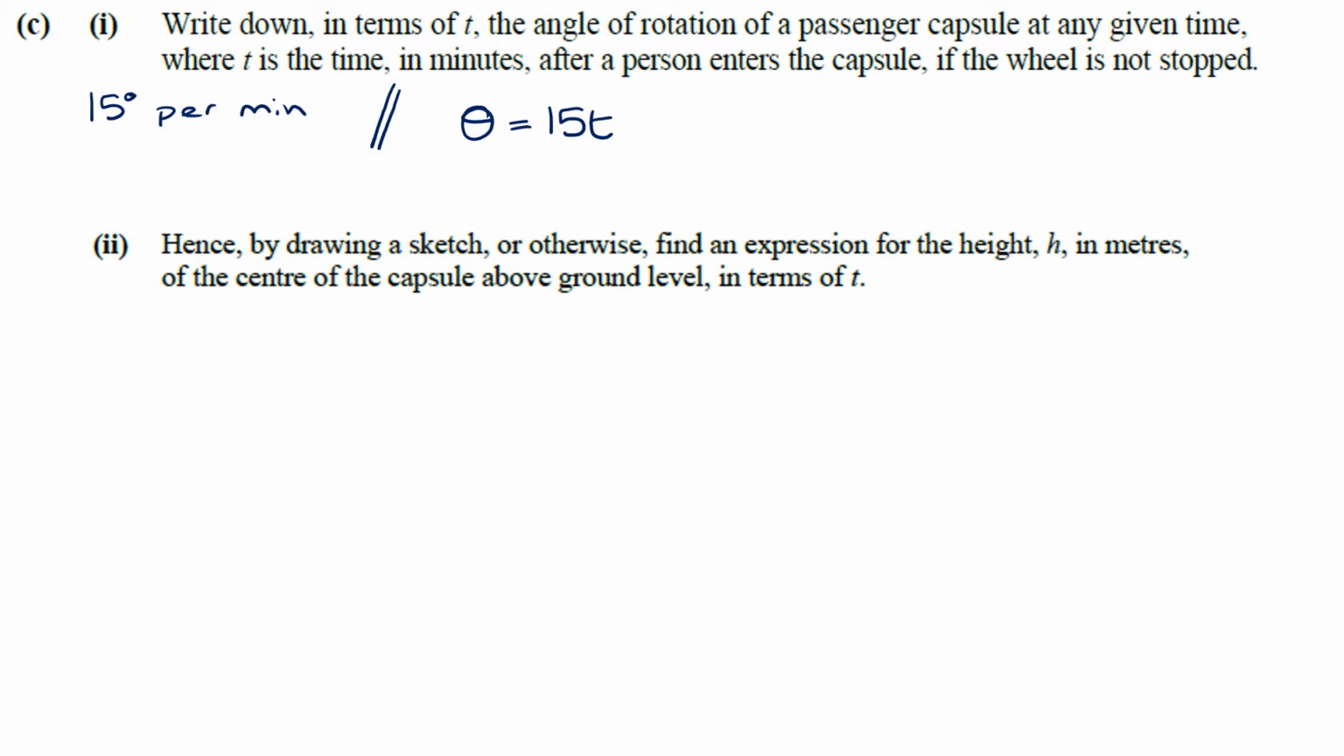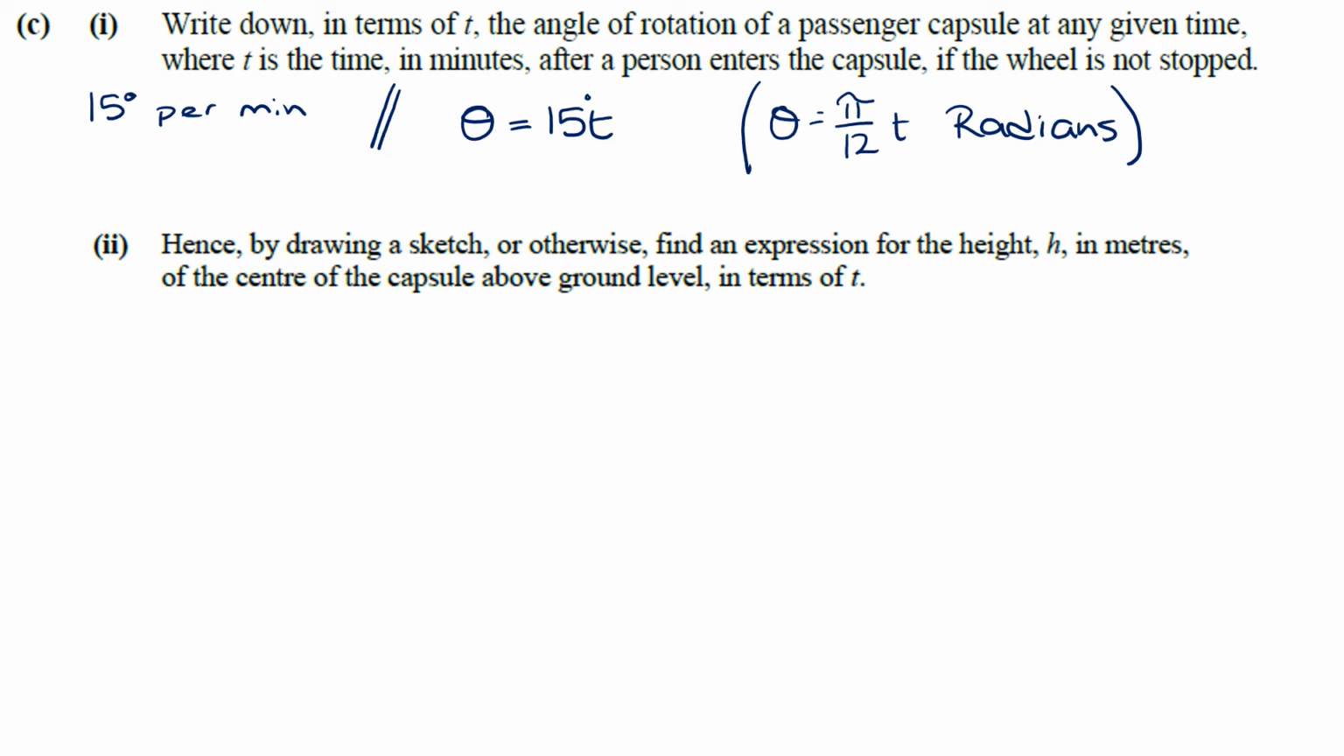Now, again, if you want to talk radians, our 15 degrees actually is pi over 12 t if you want to talk in radians. So theta is equal to pi over 12 t radians. But I wouldn't approach this question in radians because they didn't ask, so there's no need.